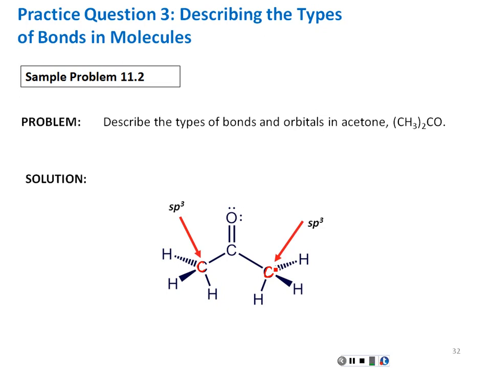These carbons are sp3 hybridized. They have a steric number of 4. The center carbon now has a steric number of 3, so it's sp2 hybridized. And if we look at oxygen, it's sp2 hybridized as well. That's because it has a steric number of 3. It's bonded to 1 carbon, and it has 2 sets of lone pairs.